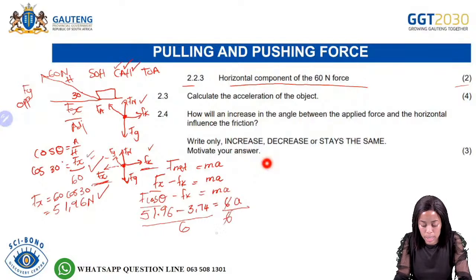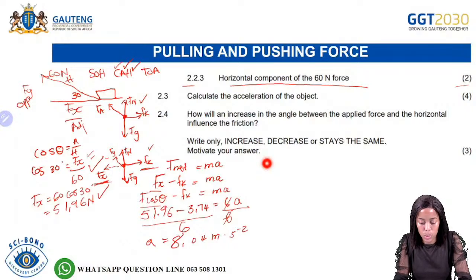And then when you divide both sides with the 6, what are you going to get? So on the right-hand side, the 6 and the 6 are going to cancel each other out. And then the answer on the left-hand side will therefore be what? 8,04 meters per second squared. That would then represent your acceleration.